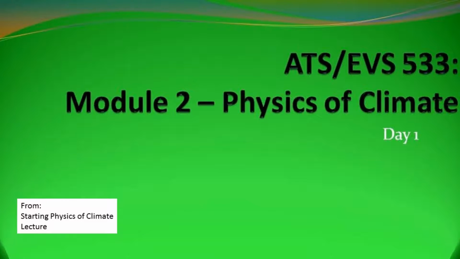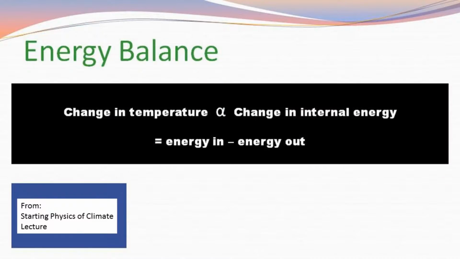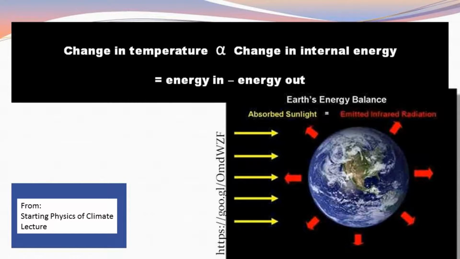Now, the second module of the course was about the physics of climate, and we were basically framing our whole discussion in terms of how changes in temperature are related to changes in the internal energy of a system, in this case, the surface of the Earth. And these changes in internal energy then would be about the ratio of energy in to energy out. Now, energy in, of course, in the case of the Earth is, for the whole Earth atmosphere system, sunlight that gets absorbed.